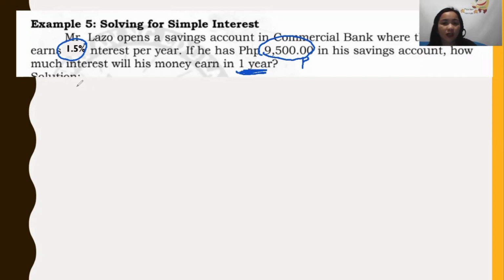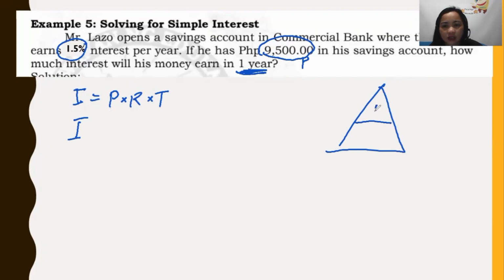So, the formula here is simple interest is equal to principal amount times rate times time. Ayan, baka nalilito kayo, baguhin ko nga, mali sulat ko. We have the principal amount times rate times time. So here, pwede nga ito actually sa triangle. So this is the simple interest, this is the principal amount, this is the rate, and this is time. So kapag ito ang nawawala, i-multiply mo lang yung tatlo.